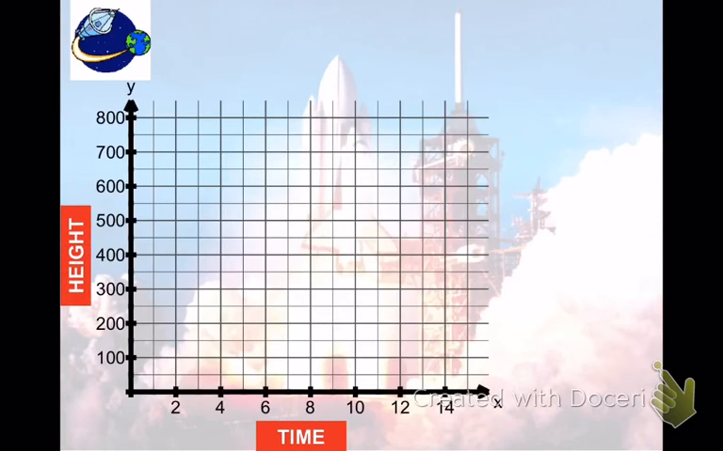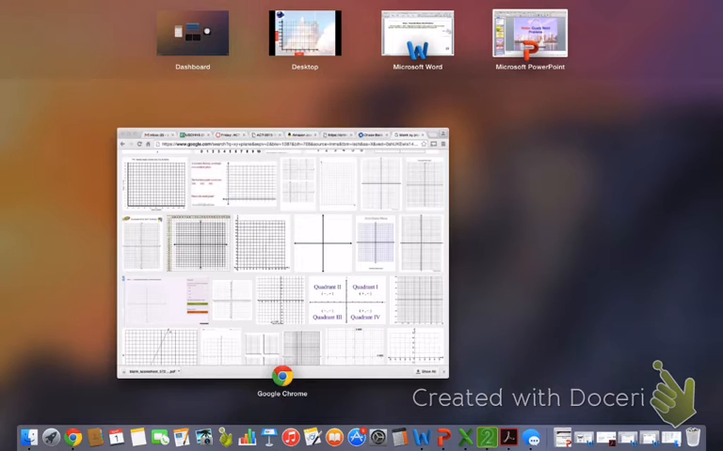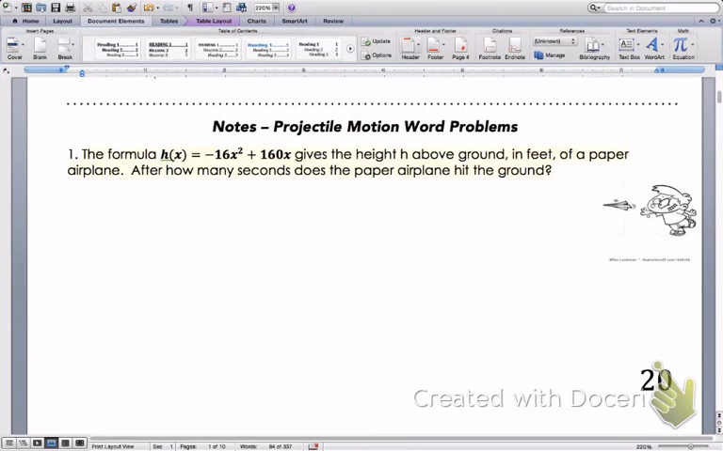Alright, so actually we don't want to do this one, we want to do the one on our paper. So we're going to be looking at a word problem, which is this formula given to us: negative 16x squared plus 160x gives the height above the ground in feet of a paper airplane. After how many seconds does the paper airplane hit the ground?